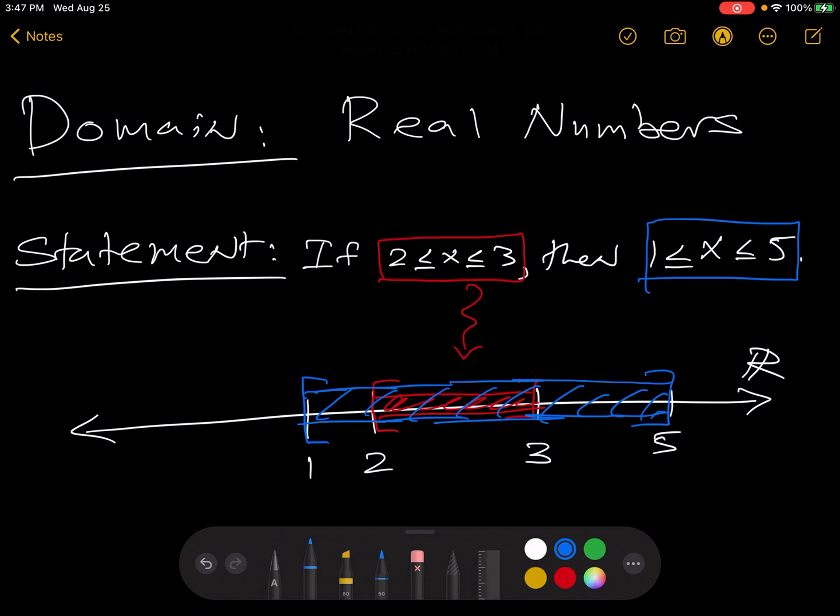So if you're in the red, are you also in the blue? Yes, you are. So this statement is true. What happens if you pick an x that is not in the red? If you pick an x that's not in the red, then the if part is false and the overall statement is true. If you're in the red, then you're definitely in the blue.